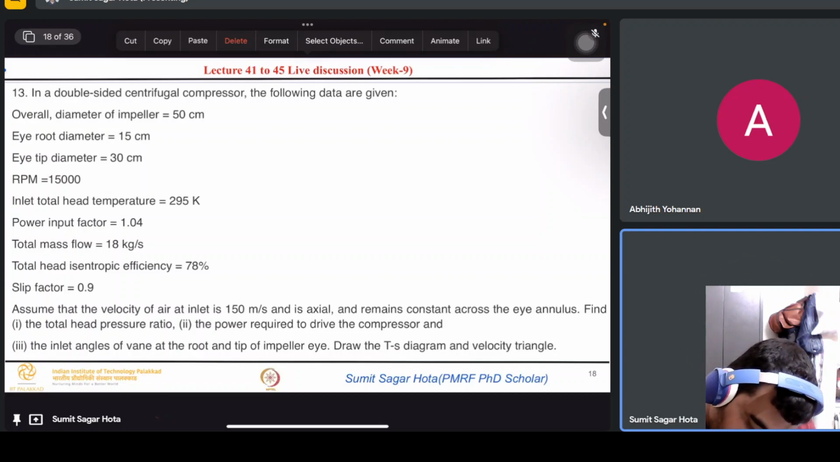Find the total head pressure ratio, the power required to drive the compressor, and the inlet angle of vane at the root and tip of the impeller eye. Draw TS diagram and velocity triangle.